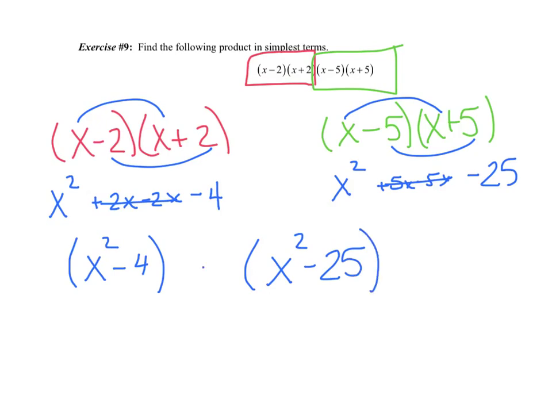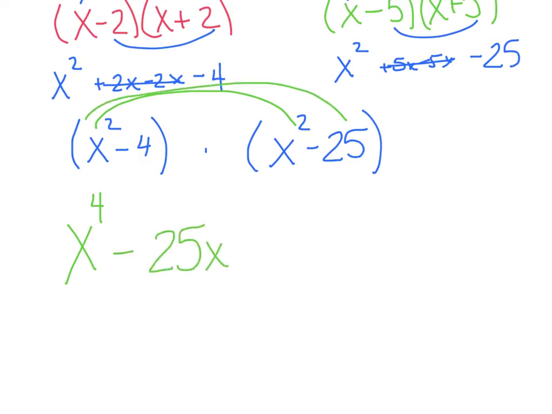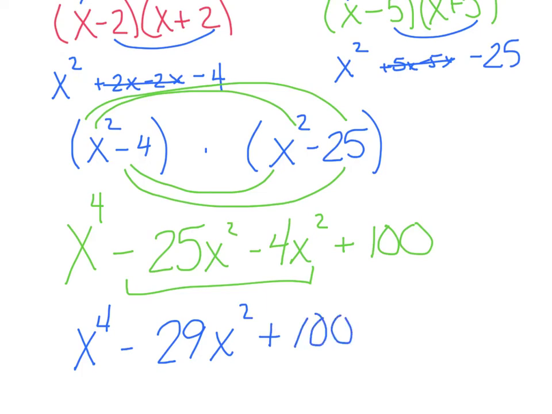Now I have to multiply these 2. And it's just a simple FOIL. First, x squared times x squared, remember when you multiply, add the exponents. Outer, minus 25x squared. Inner, minus 4x squared. Last, plus 100. I've got like terms here, so I'm going to say that's x to the 4th minus 29x squared plus 100.